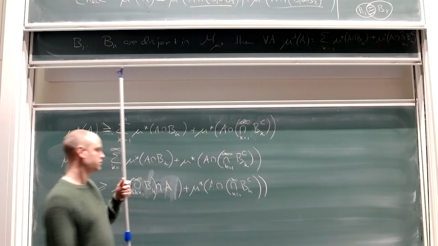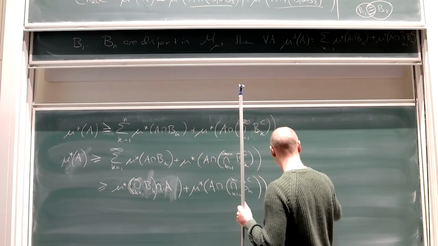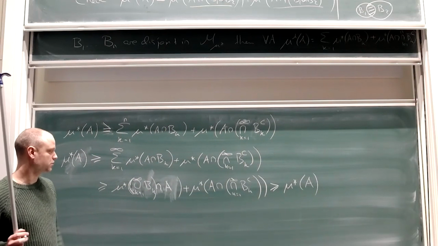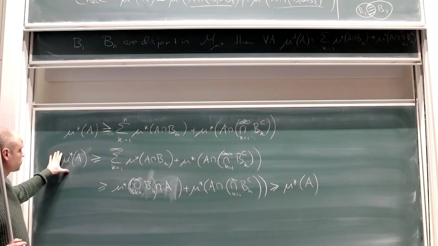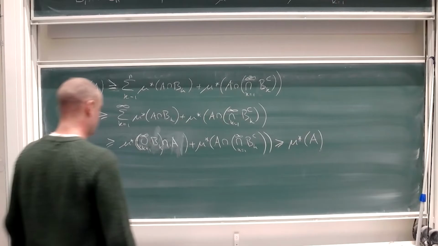And then using the subadditivity of outer measures, you realize that we have this. This is just condition three, the third condition for outer measures, applied with two sets, because the union of this one and that one is A. So now we have mu star of A less than or equal to blah, blah, less than or equal to blah, blah, which is less than or equal to mu star of A again. So they're all three the same.